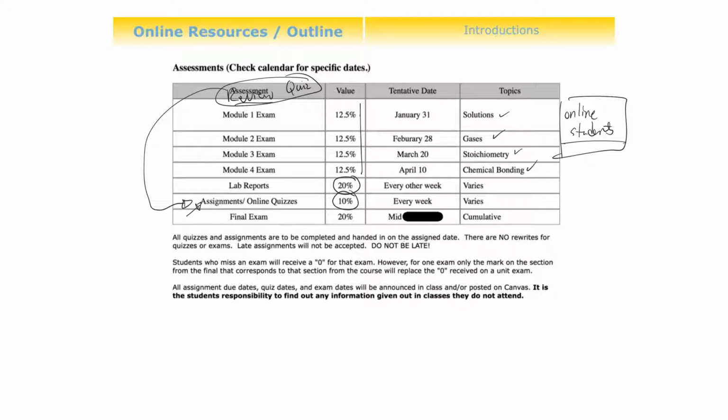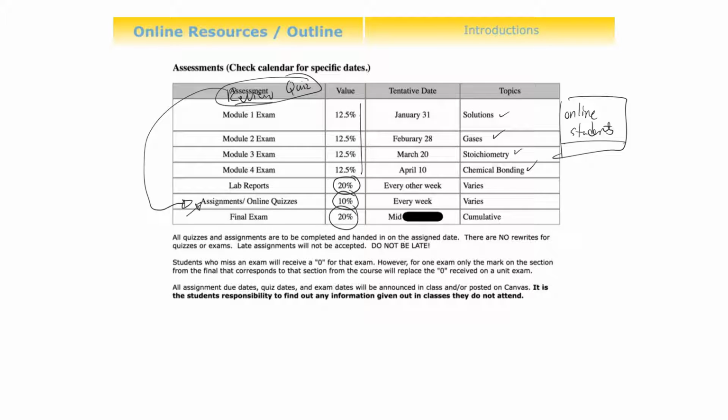I do have lots of worksheets and stuff there that aren't for marks, but the ones that are for marks, I'll make sure they're flagged, and you know when the due date for those to get submitted. Okay, and then the final exam is worth 20%. Quizzes and assignments, you want to get those completed, hand them in on the right date. It's good not to be late.